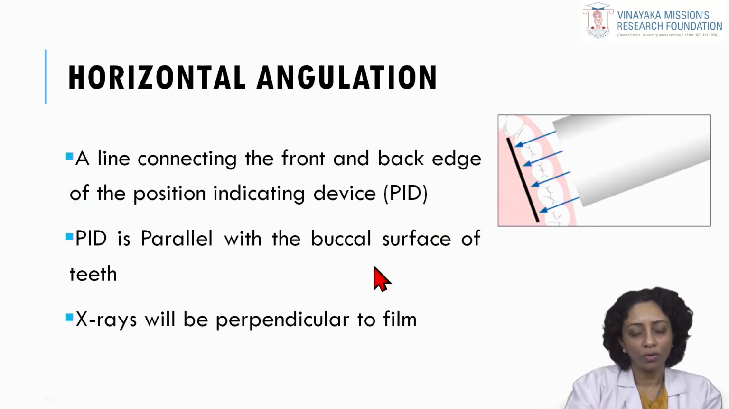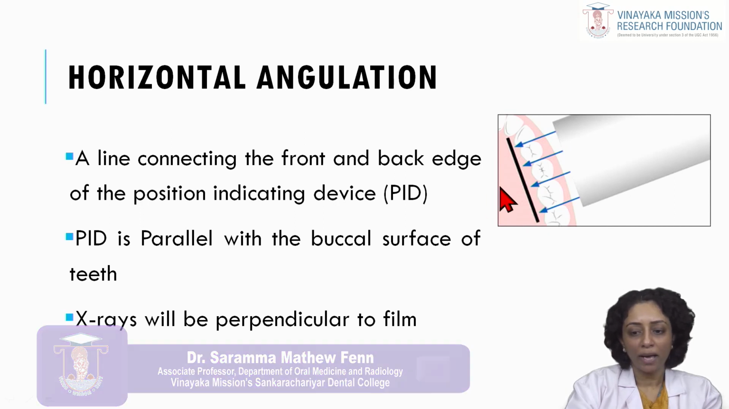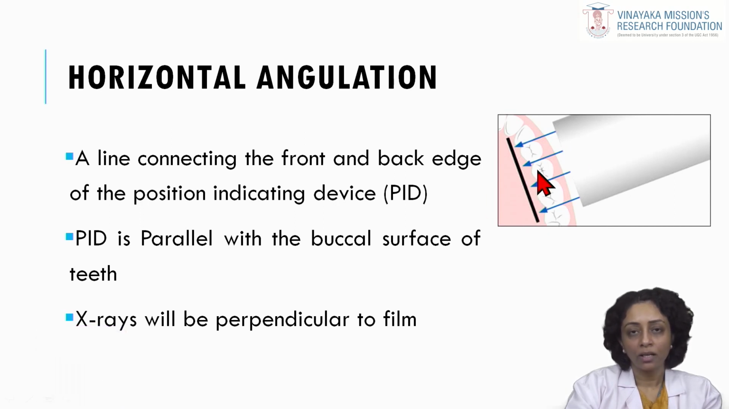So moving to the horizontal angulation, for the bisecting angle technique there are two angulations required. One is horizontal angulation, another one is vertical angulation. So first is the horizontal angulation. What horizontal angulation means is that when the central beam passes through the maxillary arch or mandibular arch, the PID is parallel to the buccal surface of the teeth. That is, the central beam should be parallel to the buccal surface of the teeth so that the image receptors are parallel to the floor.